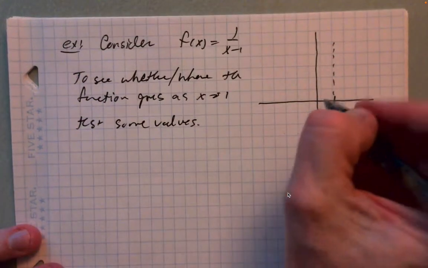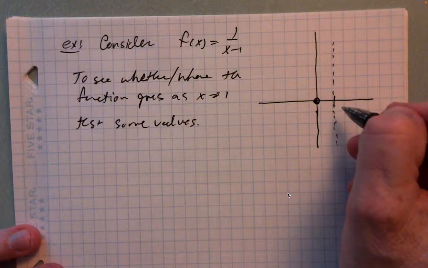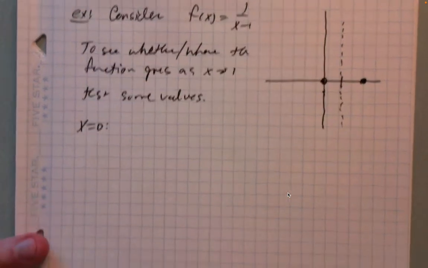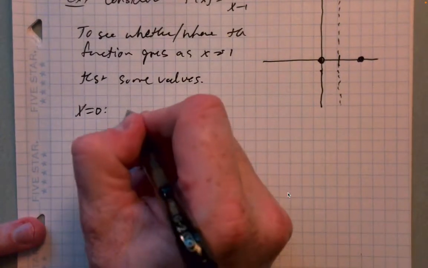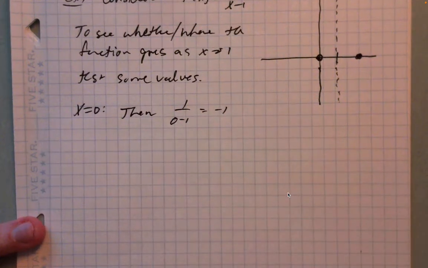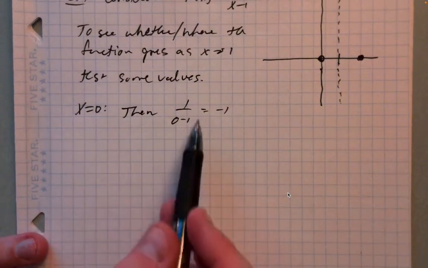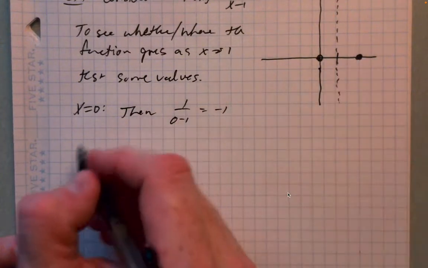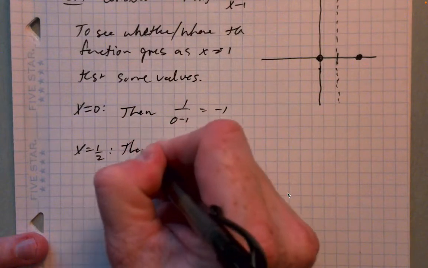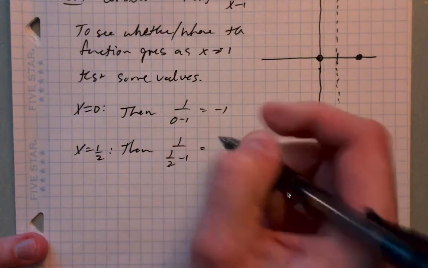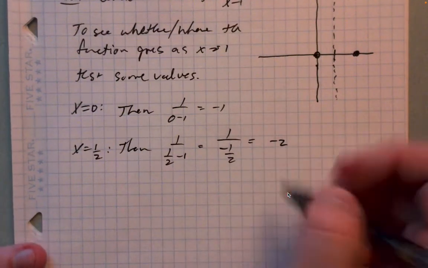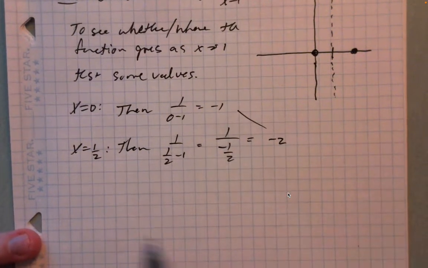So let's go ahead and let x equals 0 be one of the values we test, and then the other, let's let it be x equals 2. If we test x equals 0, then of course 1 over 0 minus 1 is negative 1. Now if we wanted to, we could plug in x equals 1/2 just to confirm, and we would get 1 over 1/2 minus 1, which would be 1 over negative 1/2, which would be what? Negative 2, right? So these are obviously becoming increasingly negative.